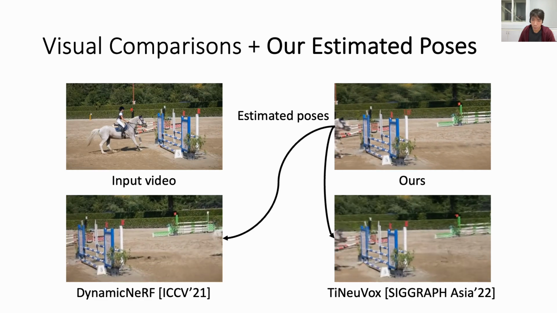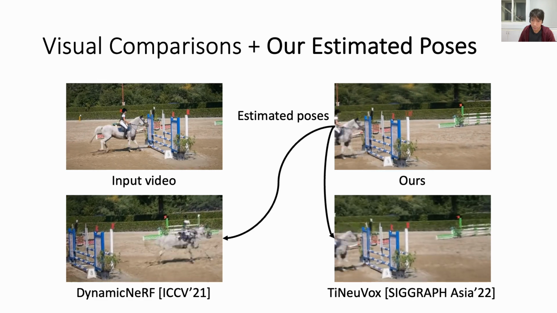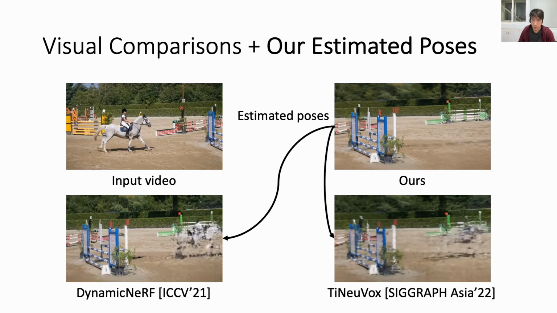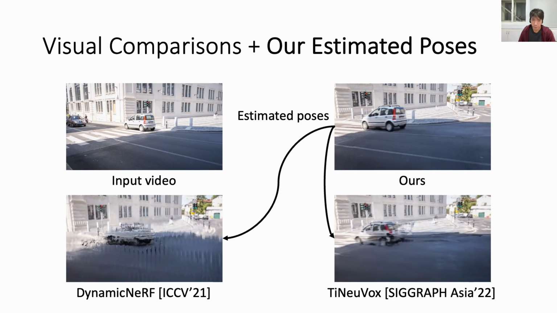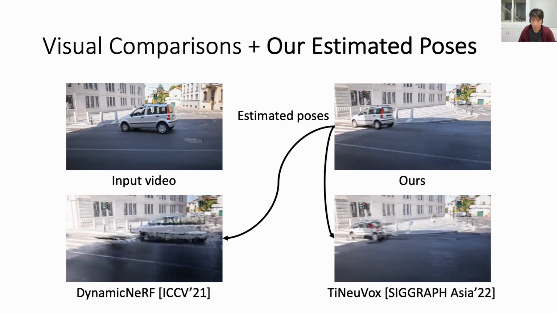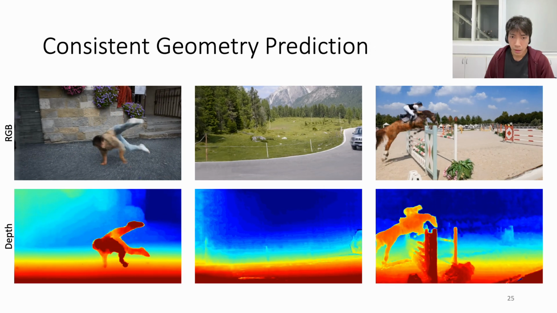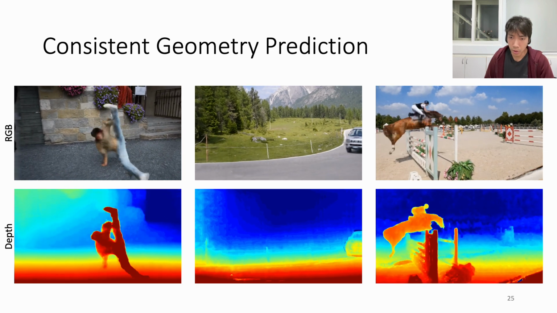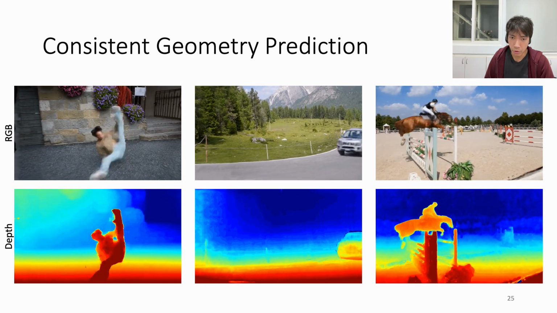Here's another example with our estimated camera poses. Another one. Our method can also reconstruct temporally consistent geometry as shown here.